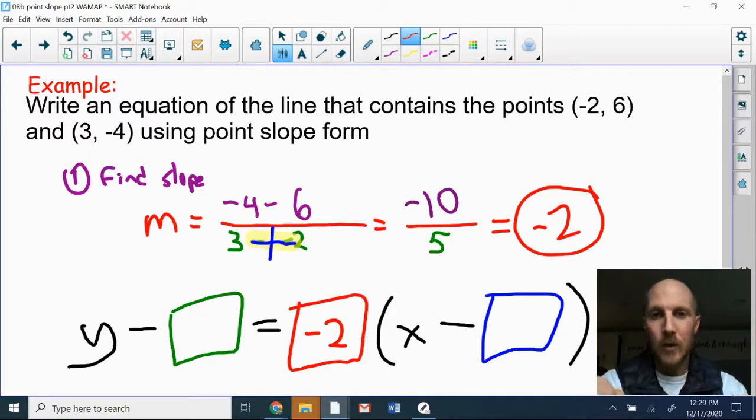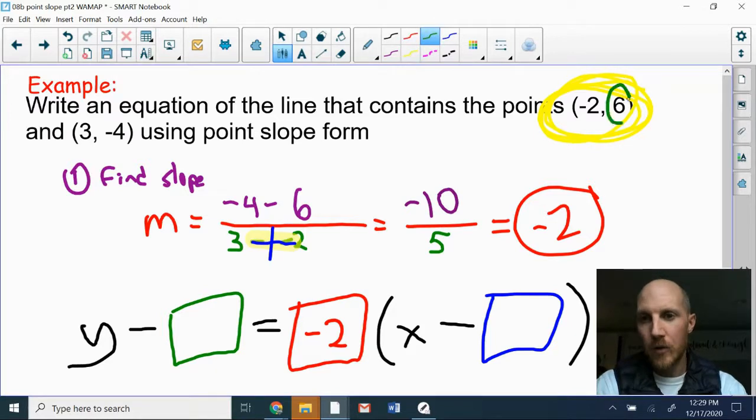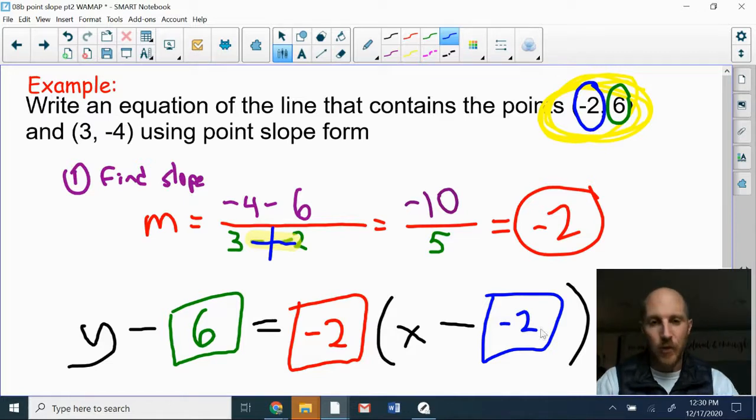So let's start things off with this first point, -2, 6. Let's say you pick that one, and so the y coordinate here is that 6. So I'm going to drop that into the green y box. X coordinate is -2, so I'm going to drop that here into the blue x box, and then there's my equation. I could clean up this double negative, and I could rewrite it without the boxes there, but there's my equation.